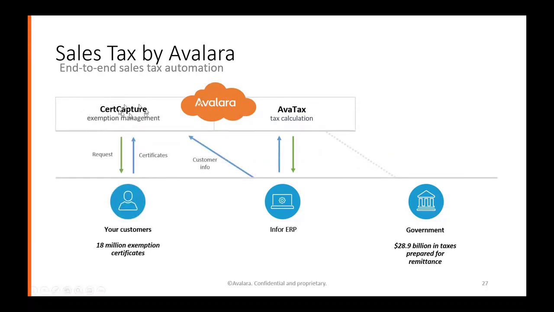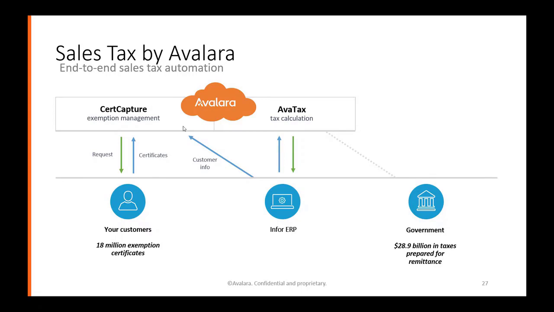The other solution that works side by side with Avatax is an application called Cert Capture. Now, Cert Capture tackles the other side, right? Avatax is all the calculation, all the tax logic. Cert Capture is a tool to track and manage exemption certificates. As you deal with the collection and managing of exemption certificates, Cert Capture will allow you to build campaigns and know exactly when a certificate needs to be updated.